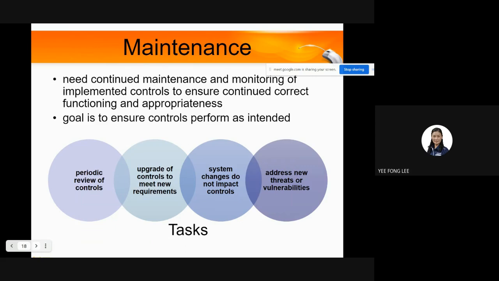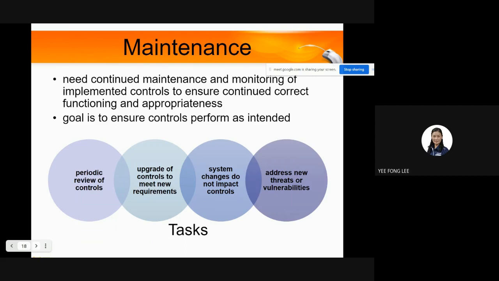The maintenance tasks include ensuring that the controls are reviewed periodically, to make sure everything functions as intended.